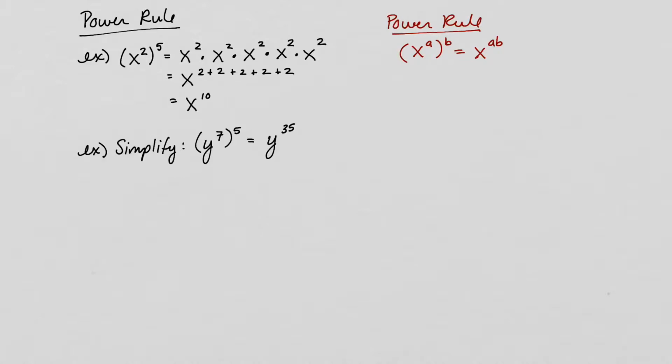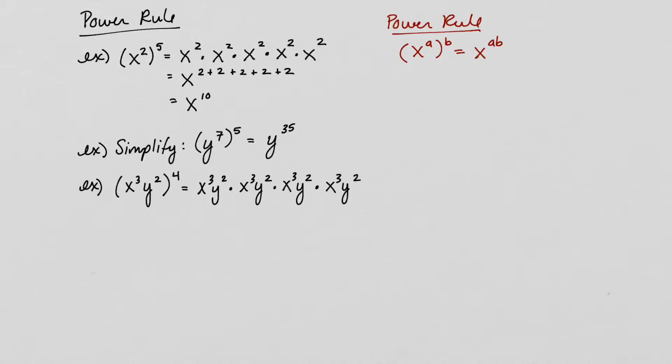Let's look at something else. So let's look at x to the 3rd y squared all raised to the 4th power. So again, if I write that out, I'm saying I have an x cubed y squared 4 times. So x cubed y squared, another x cubed y squared, another x cubed y squared, another x cubed y squared. Right, so there's 4 of them.